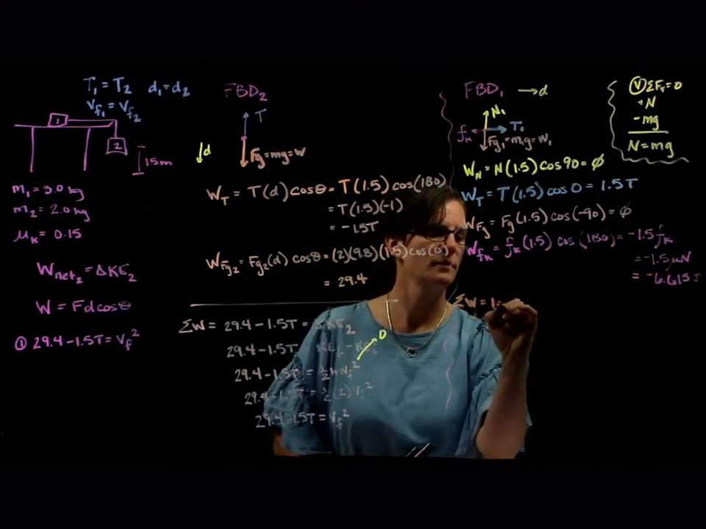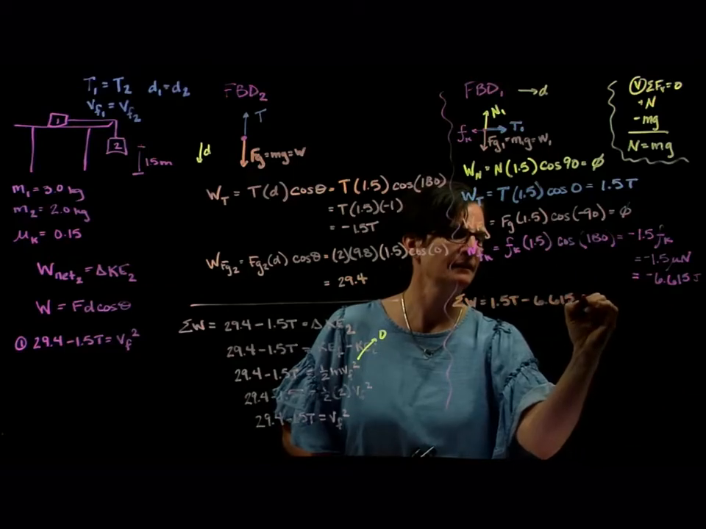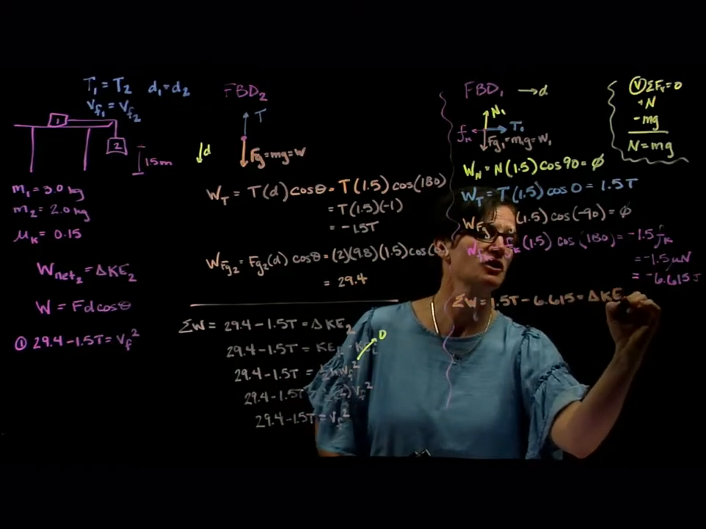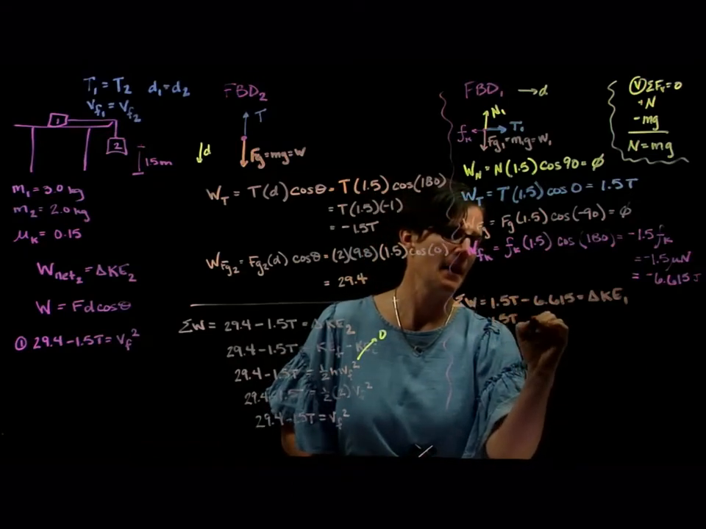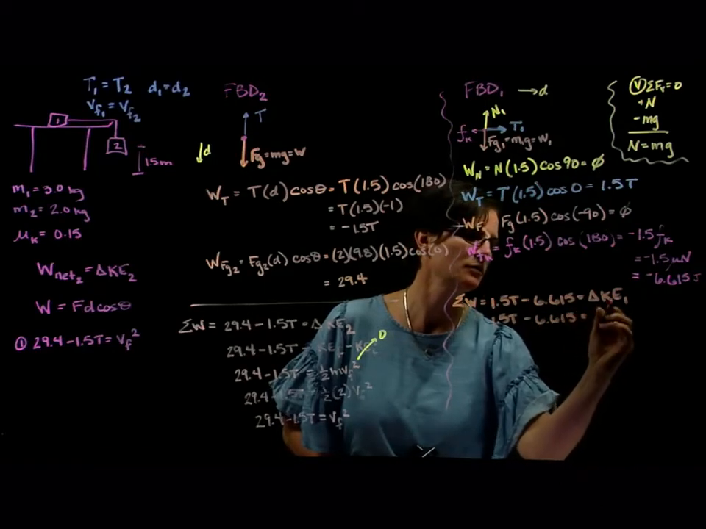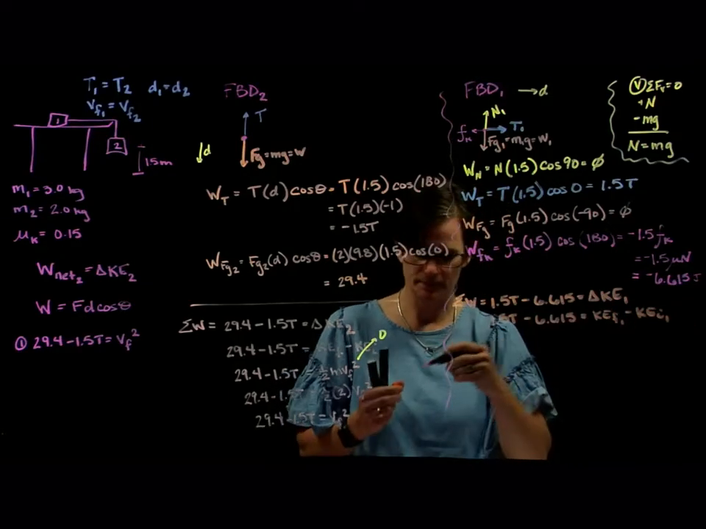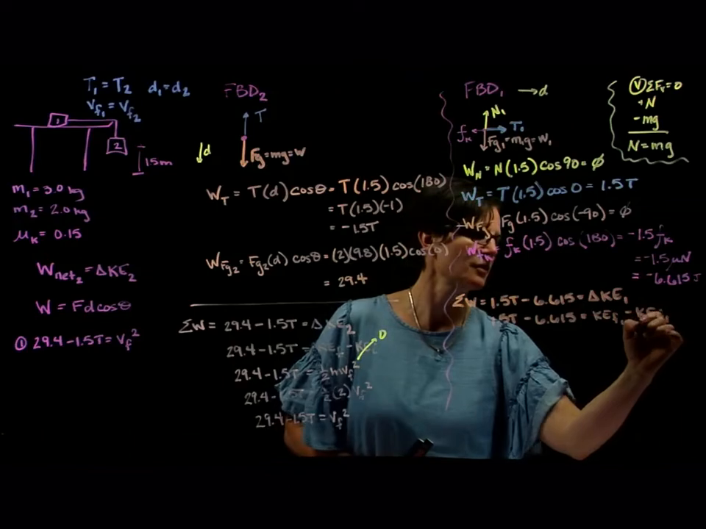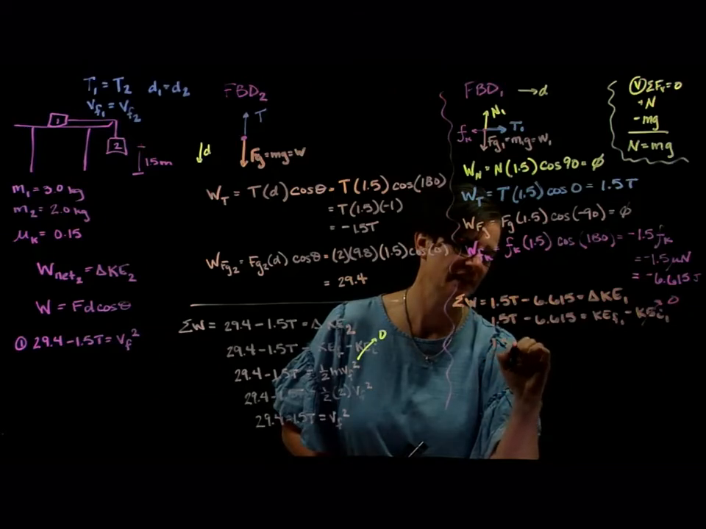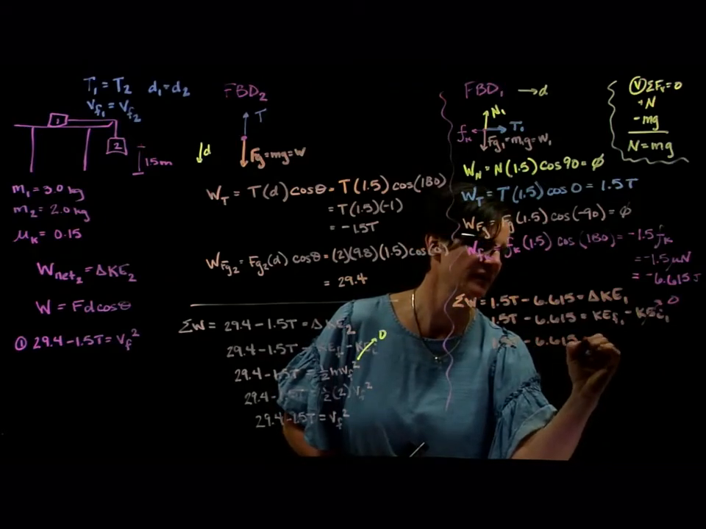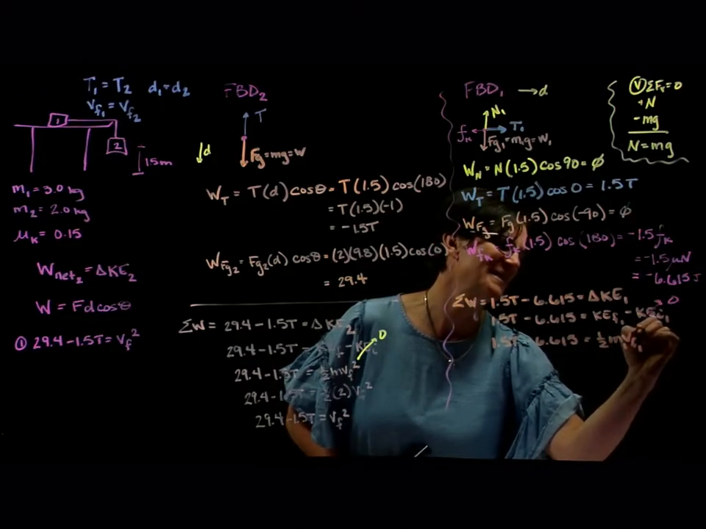Okay, so we have 1.5t minus 6.615, and we know that equals our change in kinetic energy. We're on block 1 here. So we have 1.5t minus 6.615 is equal to kinetic energy final, block 1, minus kinetic energy initial of block 1. And we know that block starts from rest, so our initial kinetic energy is 0. And we end up with 1.5t minus 6.615 is equal to 1/2 v final 1 squared.